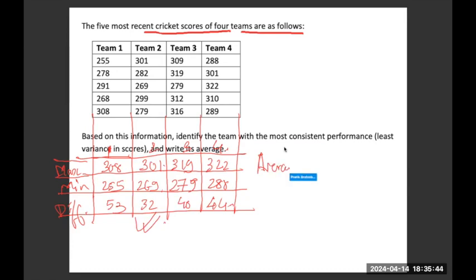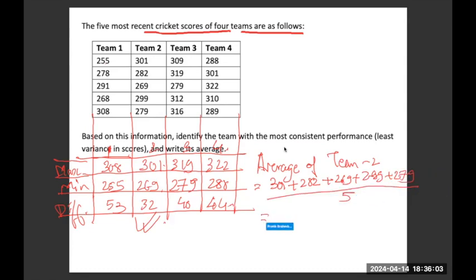So average of team 2 will be addition upon number of components: 301 plus 282 plus 269 plus 299 plus 279 upon 5 scores, which is equal to 1430 upon 5, which will be equal to 286, which is the answer that I'm looking at. In this question, it is asked the average. We are not supposed to write the team. We'll just write the average, which is 286.